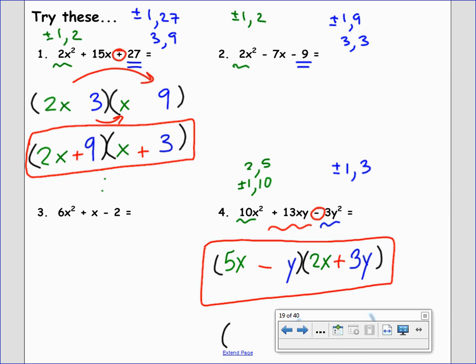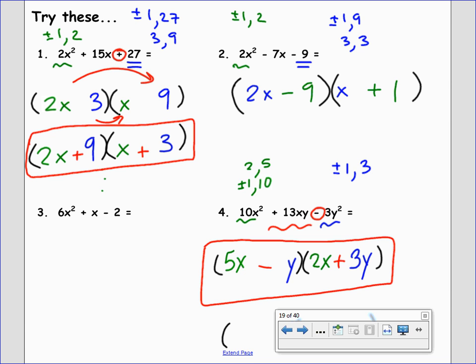I'm going to go ahead and call on you to share the winning placement in just a minute. And so let's go ahead and see what placement you had for number 2. And so what did you have for your placement for number 2? Logan? I had 2x and x for the first ones. And I had minus 9 and plus 1. Minus 9 and plus 1.